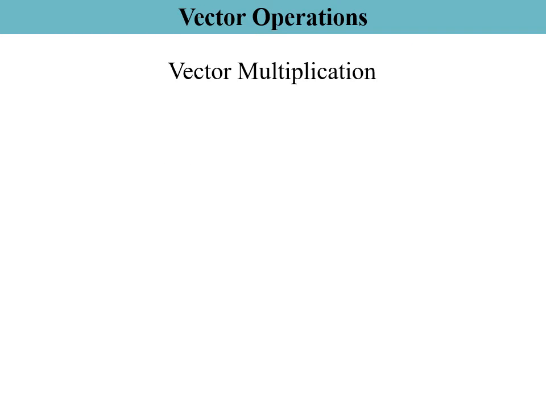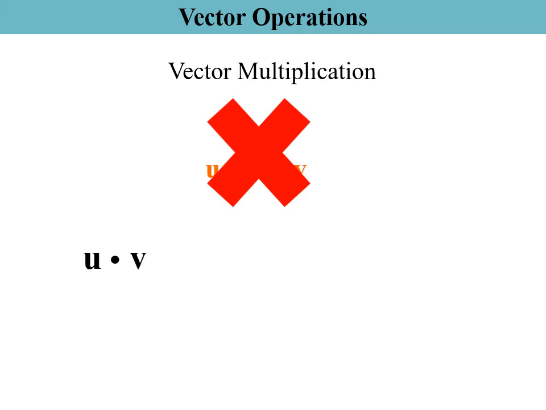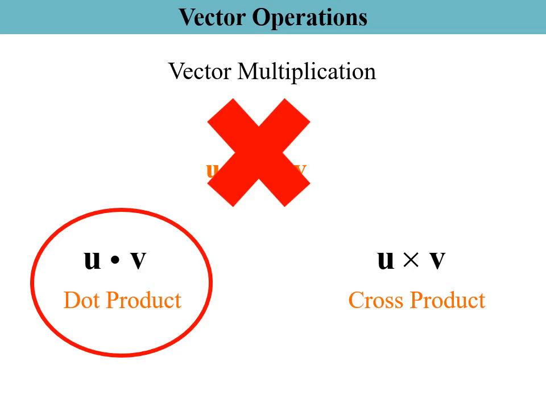Now, those operations may lead us to believe that we have such a thing as vector multiplication, such as u times v. There's no such thing. There are, however, a couple of operations that are defined for vectors that resemble multiplication. So we actually call those the dot product and the cross product. These aren't actually multiplication of vectors. It's just some new operations that sort of resemble multiplication, so we borrowed the word product to go with them.